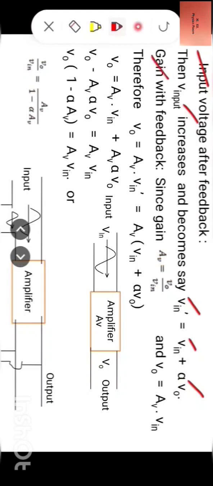Now gain with positive feedback. Since gain AV is equal to V output over V input, and VO is equal to AV into V input, therefore after application of positive feedback, we have VO is equal to AV into V input dash. Substituting the value of V input dash, we get VO is equal to AV into V input plus alpha VO. Now opening the bracket, we get VO equal to AV into V input plus AV into alpha VO. Now shifting AV alpha VO to the left hand side, we get VO minus AV alpha VO is equal to AV into V input. Now taking VO common on the left hand side, we get VO into 1 minus alpha AV is equal to AV into V input.